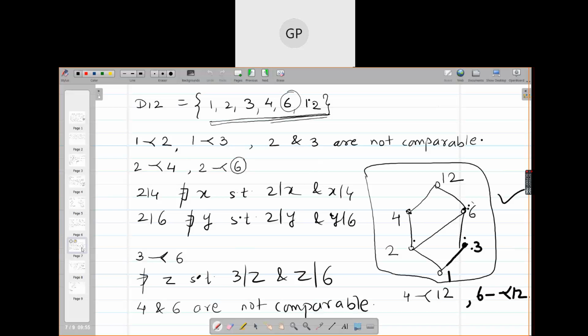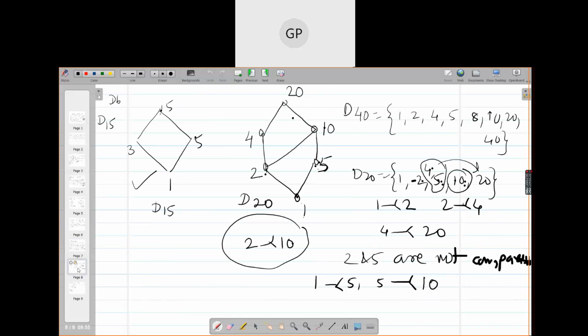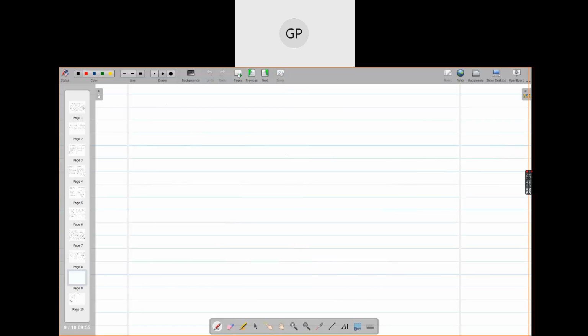Then you have D12. In D12, there are 2 pairs of non-comparable elements. One pair is 2 and 3. The other pair is 4 and 6. So you have a hexagonal shape here. Similarly, we can draw different Hasse diagrams. I hope you have understood with 4 and 6 elements. Let us see what is D16 again.